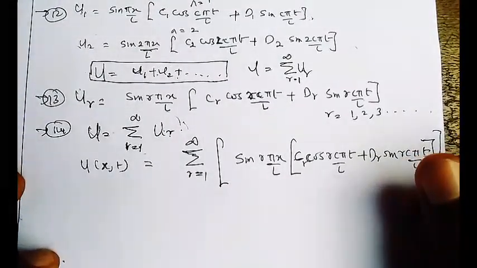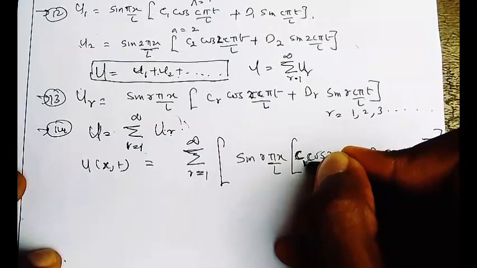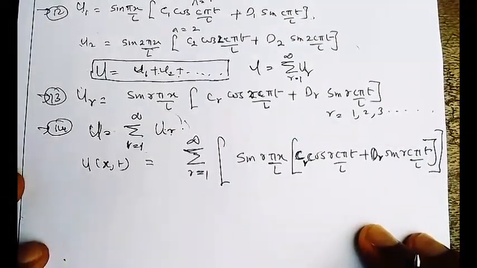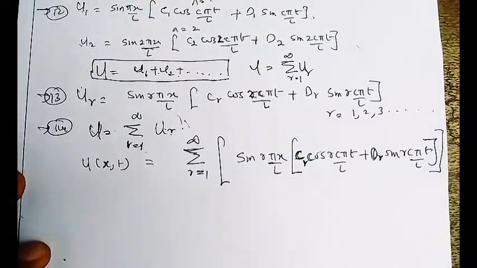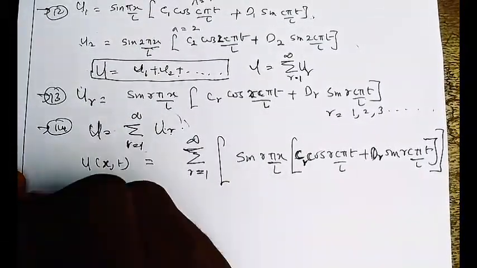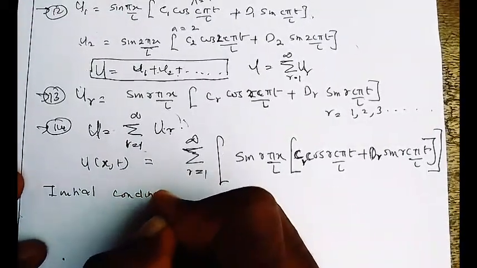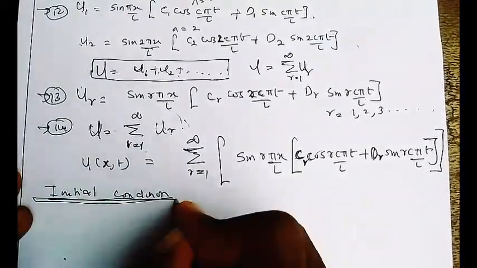Now, remember I said we need to find cr and dr. So how do we find c and d? It's very straightforward. This is where our initial condition comes in. Remember I said we're going to apply our initial condition later on.